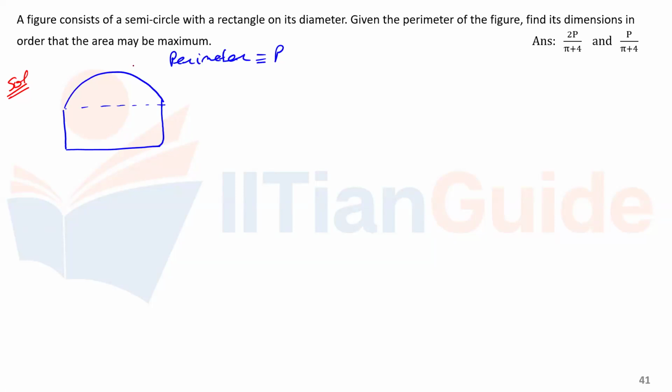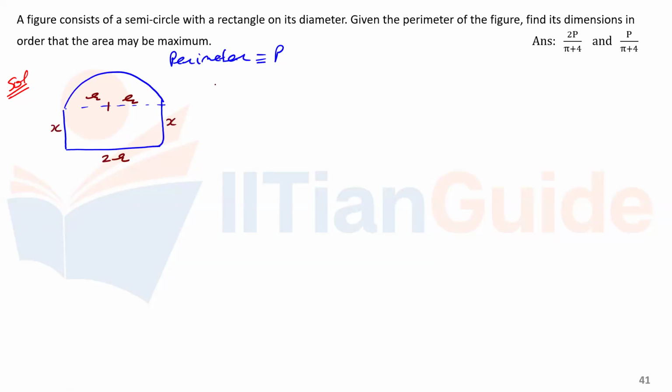So perimeter is constant, keep in mind. I am getting the answer in terms of P. P is the perimeter. So I'm taking the radius of the semicircle to be R. This is also R. So I can say the base length is 2R. One side is 2R and one side I'm taking X. This side is X, this side is X.